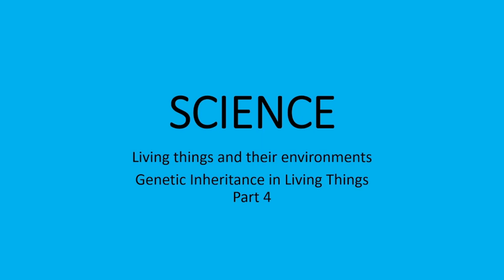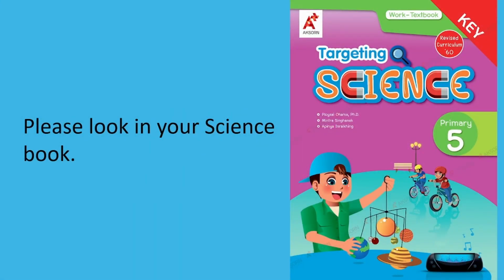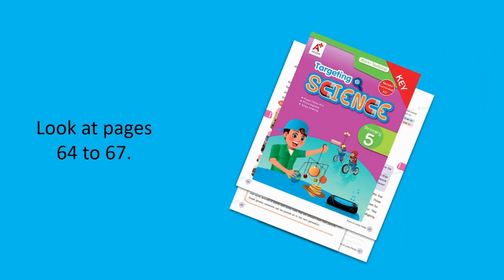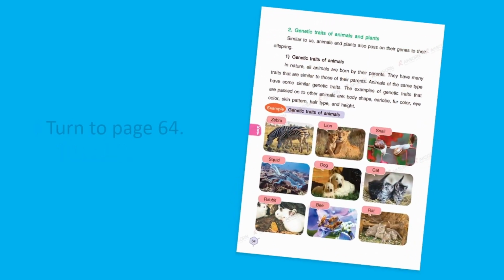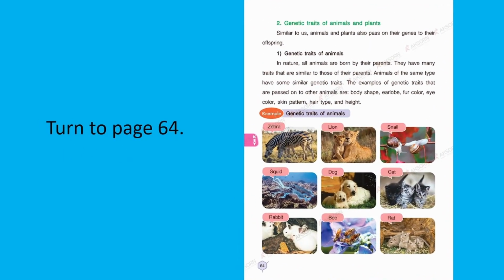Science, Living Things and Their Environments, Genetic Inheritance in Living Things, Part 4. Please look in your science book. Look at pages 64 to 67. Turn to page 64.